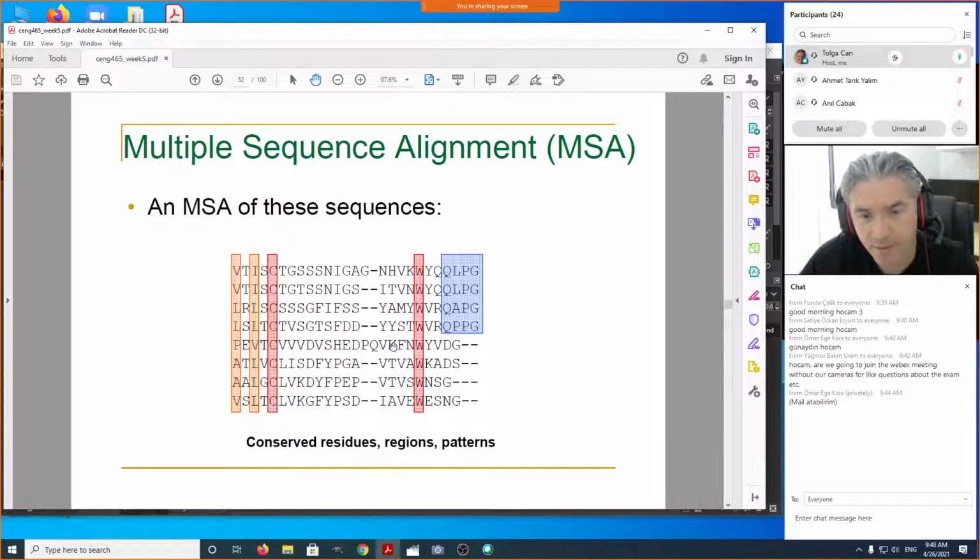By the way, I'm recording, yeah. And if it's more than two sequences, we call it multiple sequence alignment. And most of the time it's at least 8, 10, sometimes 20. So this really gives the view of all these multiple sequences, how they are related to each other.